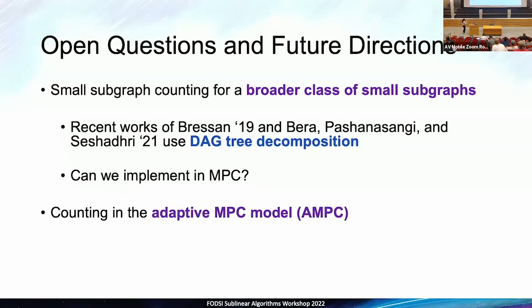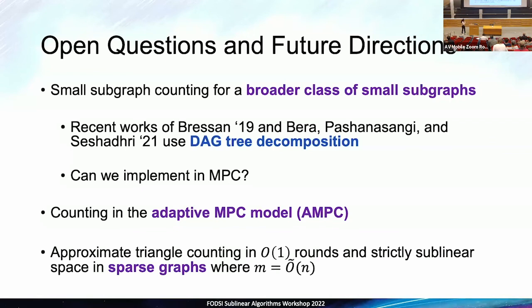Another open question is: if you consider the adaptive MPC model, which you heard about this morning, can you get a better number of rounds or better space per machine for triangle counting? Recall, for approximate triangle counting, one of the issues was we need to be able to send edges to the machines they're supposed to be on. But if you have a shared distributed hash table, maybe that problem could be much more easily solved. And maybe that could lead to better results.